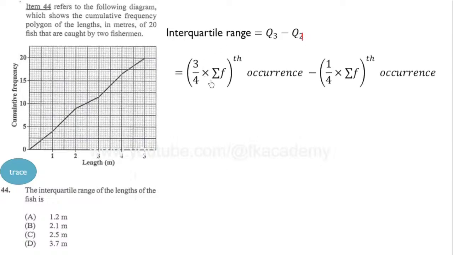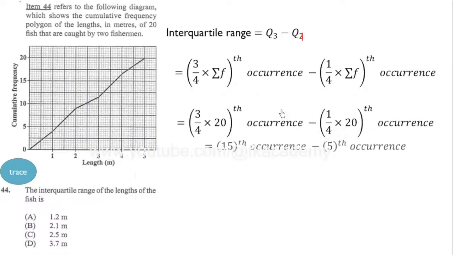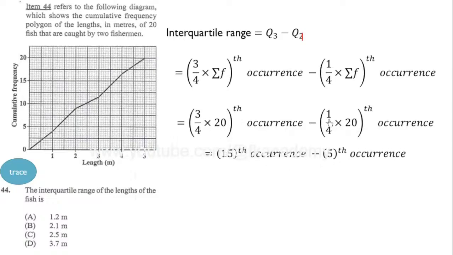Now let's go. We have 3/4 of the total frequency minus 1/4 of the total frequency, the value that is corresponding to them. So the total frequency is 20, and 3/4 is the 15th occurrence, then 1/4 is the 5th occurrence. So we now come to our graph and trace. So tracing this, we have the 15th occurrence corresponding to this value here, which is 3.7, and this one is 1.2. So let's subtract 3.7 minus 1.2 gives us 2.5 meters. So the correct answer is C.